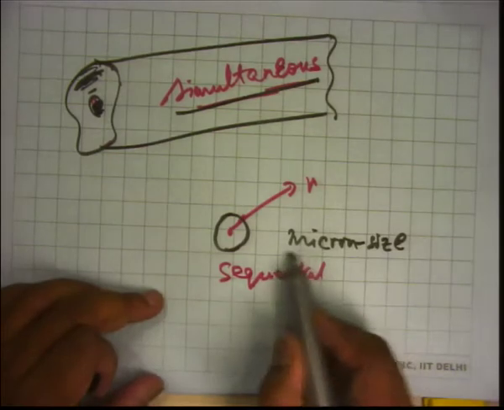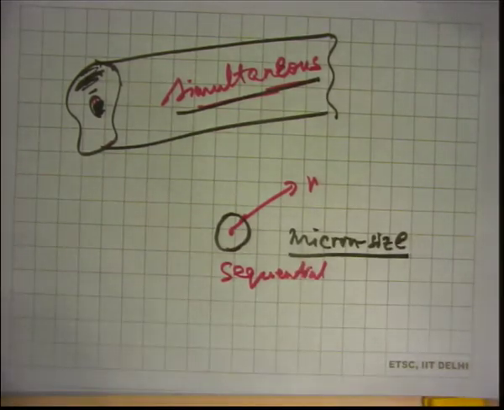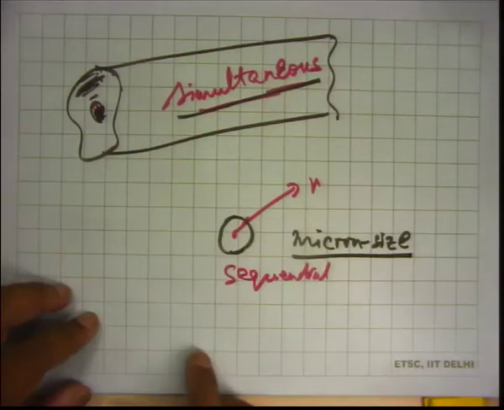Whereas for a micron size particle, it's actually sequential, because at all instants of time, the entire particle, which is only a very tiny particle, is uniformly at the same temperature. So the entire particle is first drying, the entire particle is then devolatilizing, the entire particle is then burning as char. Okay. So size actually matters.